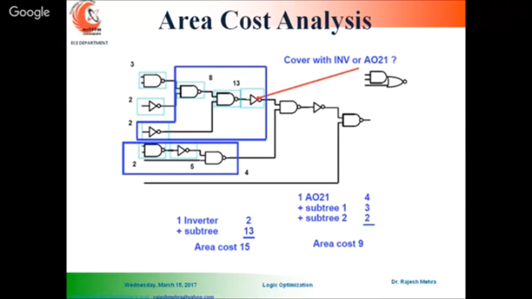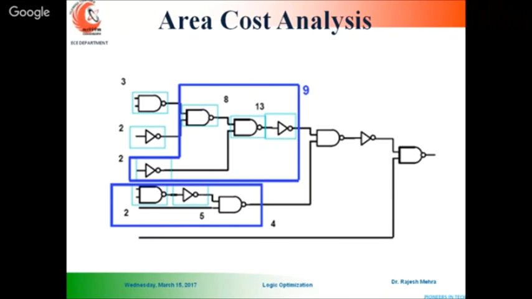Otherwise it was 15. So we can replace this much portion with what? AO21, right? So we are writing there 9. 9 means complete: 4 of this one, and 3 plus 2 is 5, plus 4, 9, and below that it is 4, but it is already mapped. Then next, move to the next one.